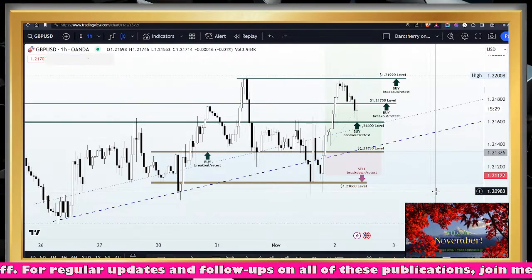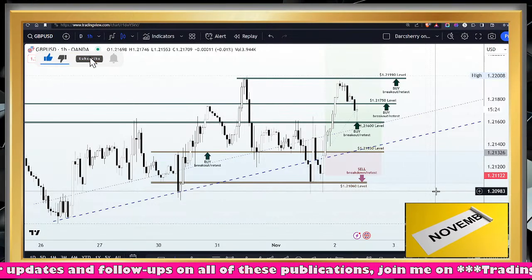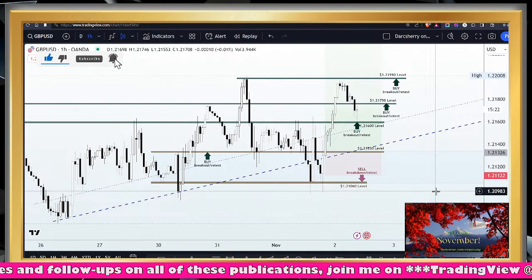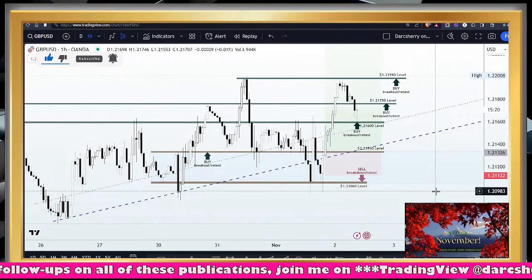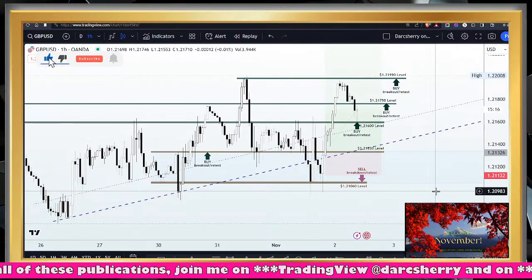Now, with the situation we have right now, based on what the current market structure is, how do we intend to prepare ahead of today's trading session? Are we going to be buying, or are we going to be considering selling?